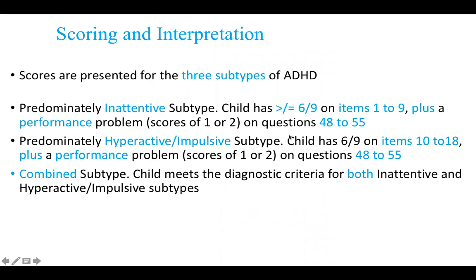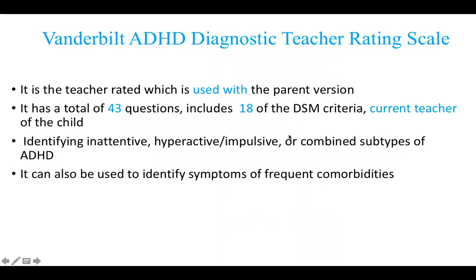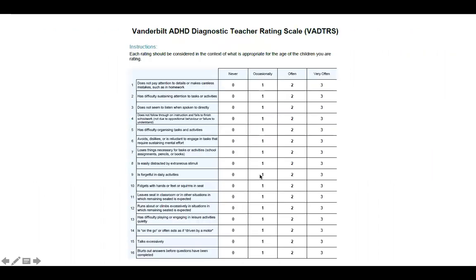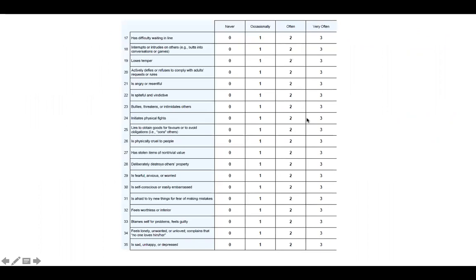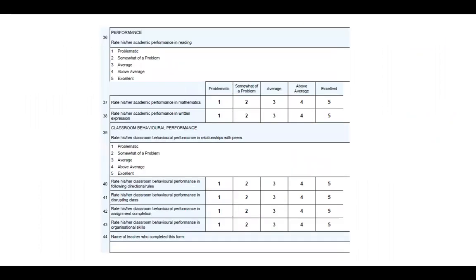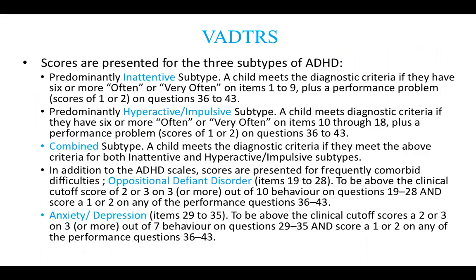So this is how the scoring is. The scoring is very well given. Again, the teacher diagnostic, in that you have 43 questions, 18 of the DSM-5, that is the inattentive and the hyperactivity, and the rest of the symptoms are for the comorbidities. So these are performance-based questions, and again, performance in their school, and the behavior in the classroom and for assignment completed. And the name of the teacher completes this form, right?